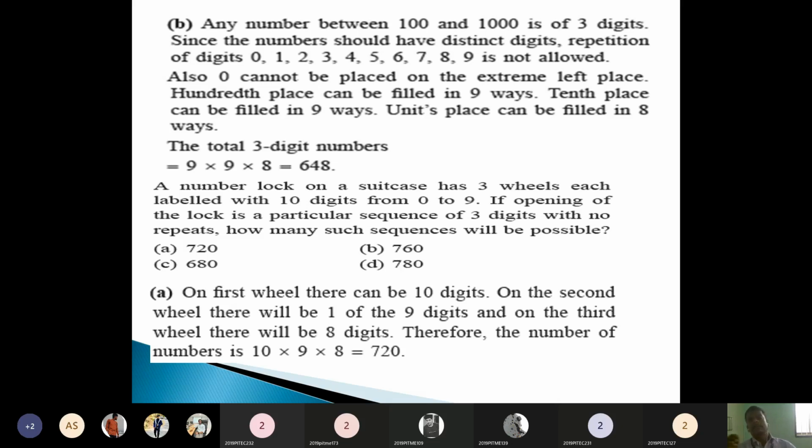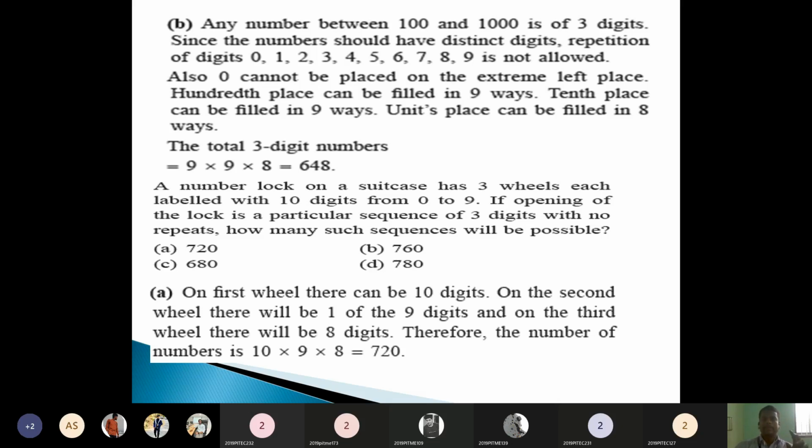So that's why they are putting 9. Next, after fixing 2 digits out of these 10 digits, the remaining 8 digits can be placed in the unit place. That's why they put it as 8. So 9 into 9 into 8. So 648 such numbers exist from 100 to 1000.